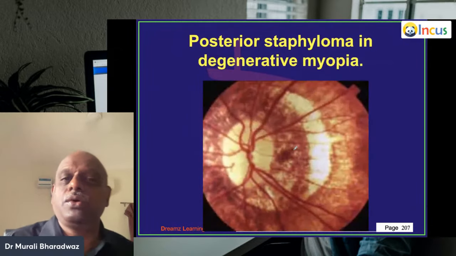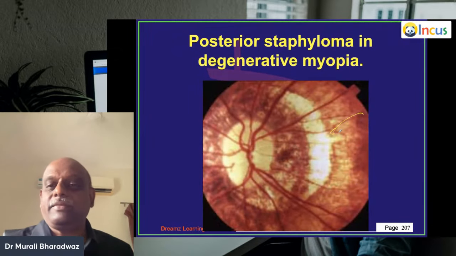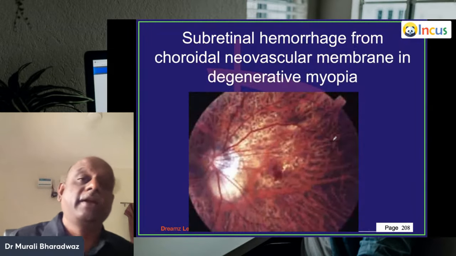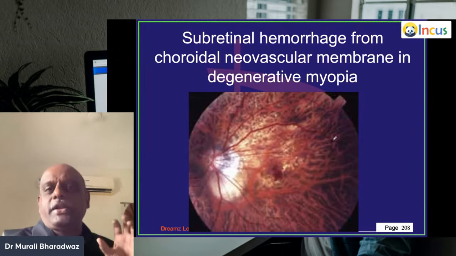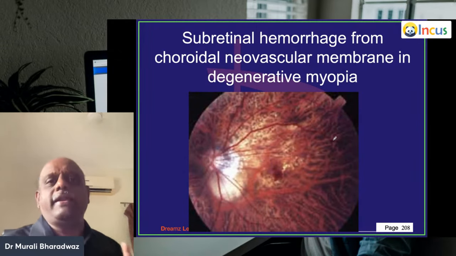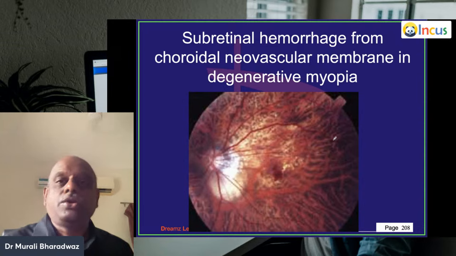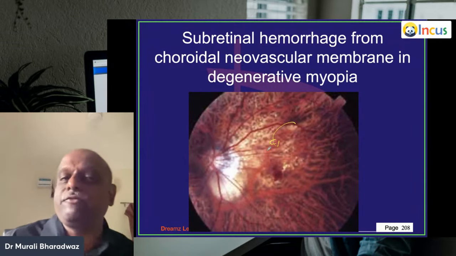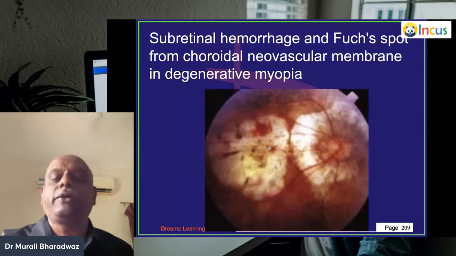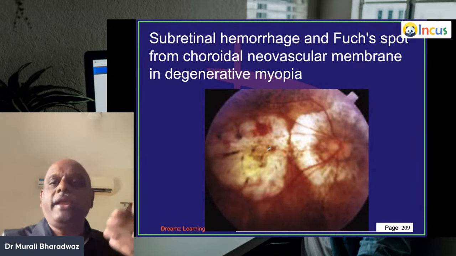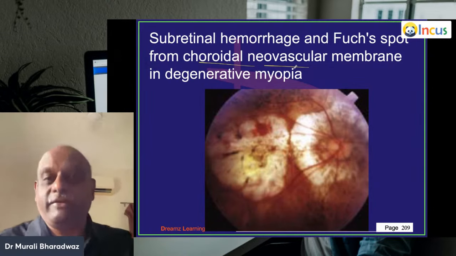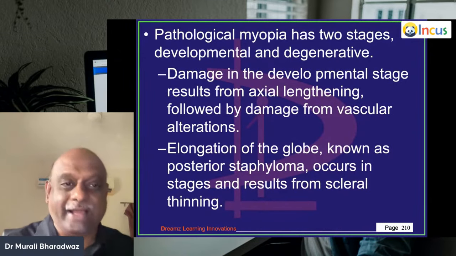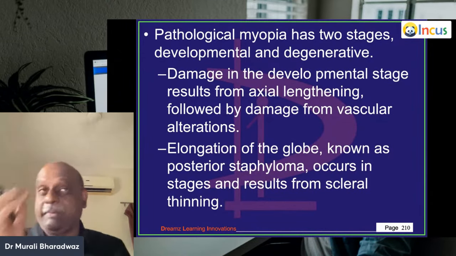Pseudoscleroma is due to high myopia. This is a degenerative myopia where the posterior part of the sclera gets abnormally enlarged. So subretinal hemorrhage from a neovascular membrane formed in the choroid in degenerative myopia. These are the Fuchs spots, because of the choroidal neovascular membrane, whenever there is any degenerative myopia. That is what you need to remember.